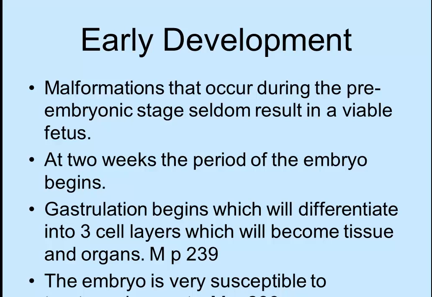Now, early development malformations that occur during the pre-embryonic stage seldom result in a viable fetus. So during the pre-embryonic phase, which is at 2 weeks when the period of the embryo begins, if something does not occur correctly, usually that will result in an early miscarriage. Sometimes women don't even recognize that they were pregnant, and they will have a miscarriage and just think that they've had a heavy period. The embryo is very susceptible to teratogenic agents. So during this embryonic phase, we want to protect our babies from exposure to chemical agents that can cause harm.